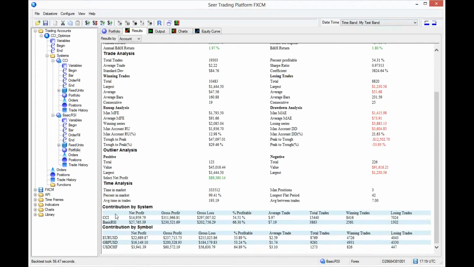Now, at the bottom over here, you can see that there's a contribution not only by the instrument, but also by the system itself. So the RSI is now contributing about 27,000 versus the 15-odd thousand that the commodity channel index system is producing. Now, this is pretty cool.